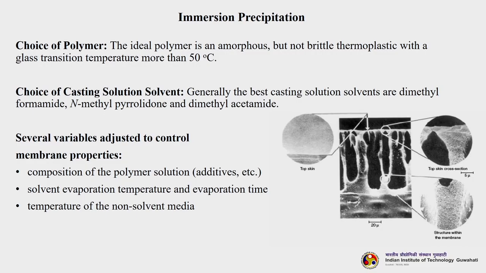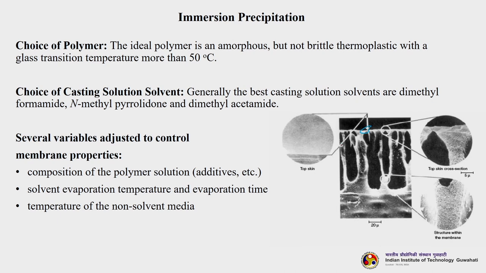Apart from this, there are several variables that are adjusted to control membrane properties. Some of them are the composition of the polymer solution, whether you are going to have other additives which can help in forming pores of a particular size, the solvent evaporation temperature and evaporation time, and the temperature of the non-solvent media. All these process parameters can be optimized to get a desired pore size and pore size distribution. You can see how it actually looks.